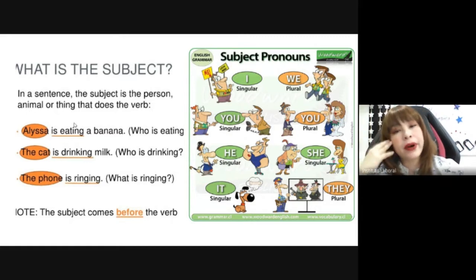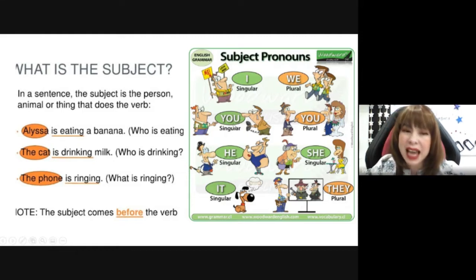The opposite is the plural form, we. With that pronoun, I am included, but there is another person. So we are plural because we are more than one. So that means we are two. I is the first person singular, we is the first person plural. Then we have you. Yes, the pronoun you is singular, but at the same time, you is plural.